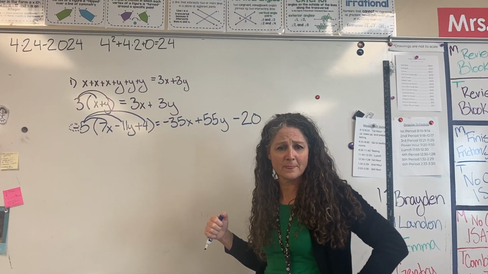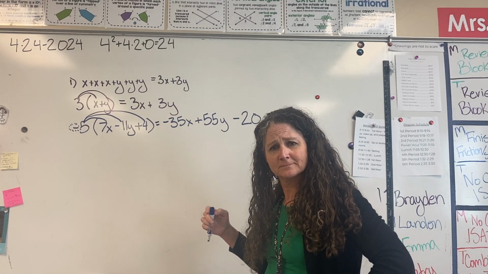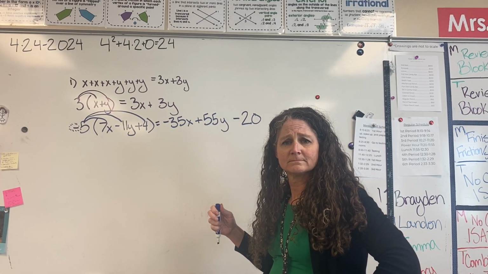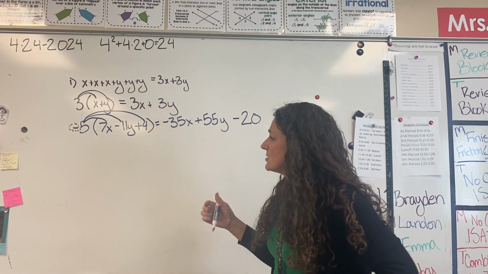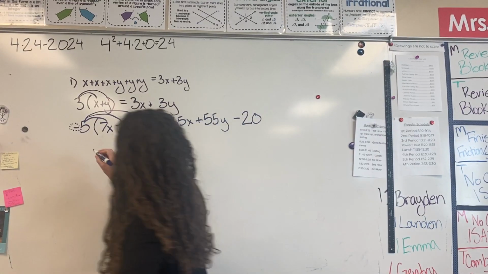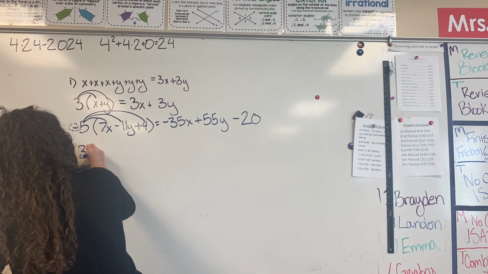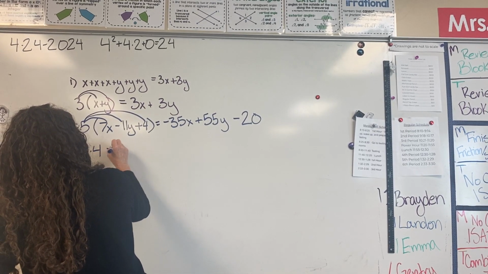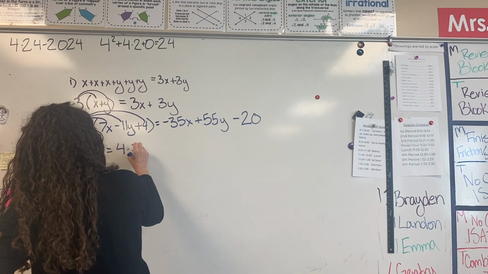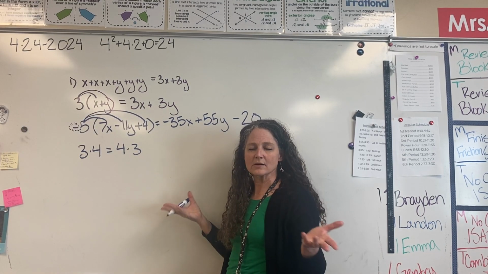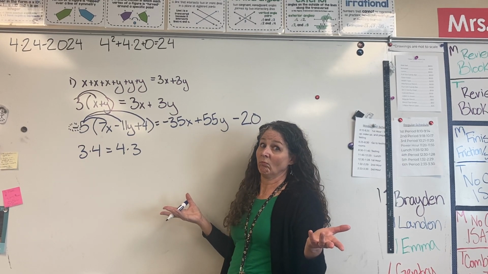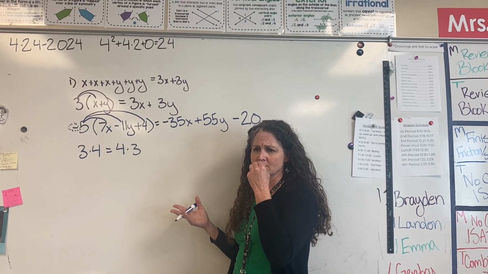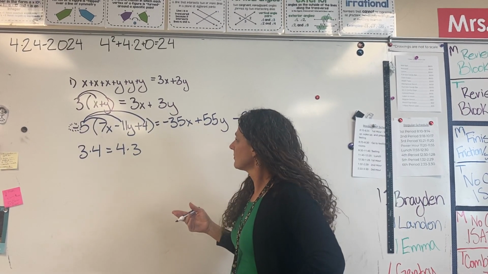I have a question. I have an answer. What if you have the 5 on the other side? Okay, here's a question. Does 3 times 4 equal 4 times 3? Yes. Does it matter if the 5's on the other side? Wouldn't it? Because then it'd be negative 5.